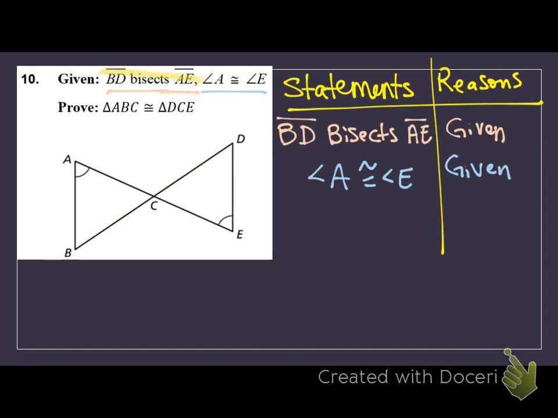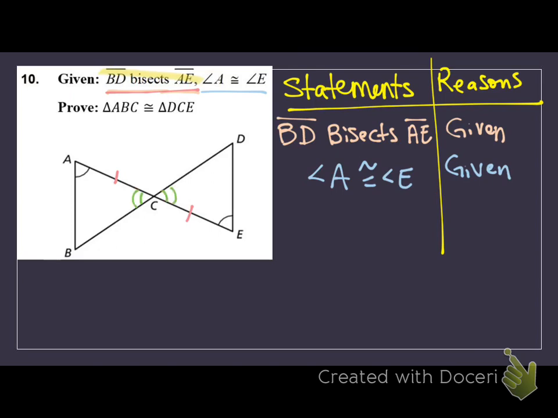So not all of them. If BD bisects AE, AE is bisected, right? So you're correct. AC is congruent to EC. That's what that statement tells me. You could say CA and CE. I haven't written it down yet. We haven't written down anything. What else is not in this picture? Vertical angles, right? Vertical angles are congruent.